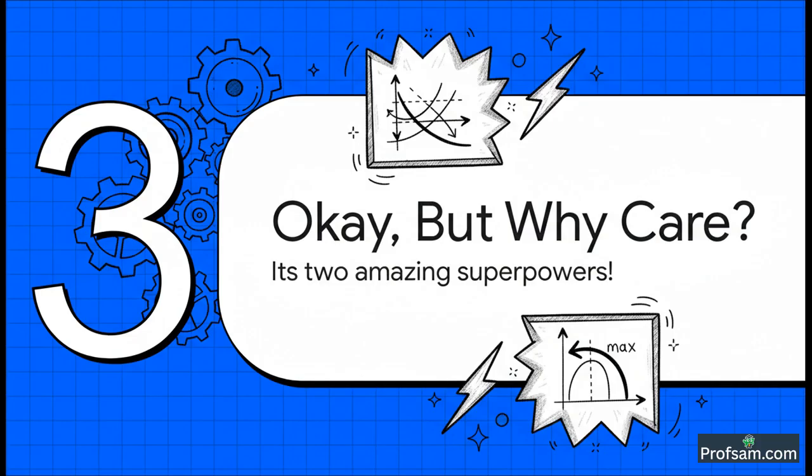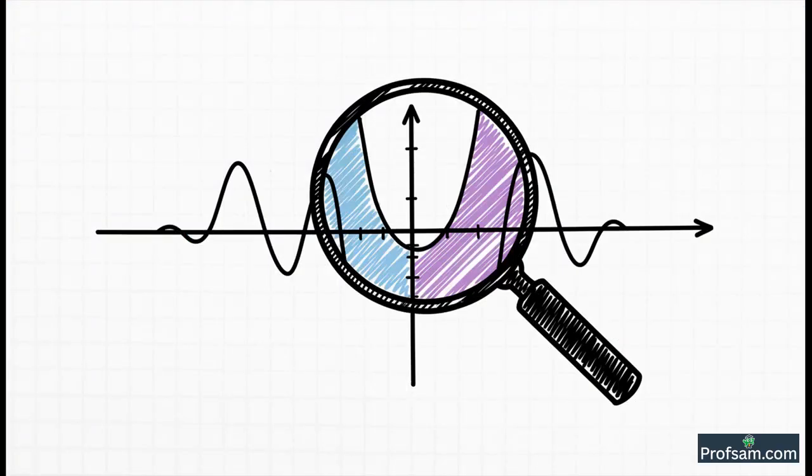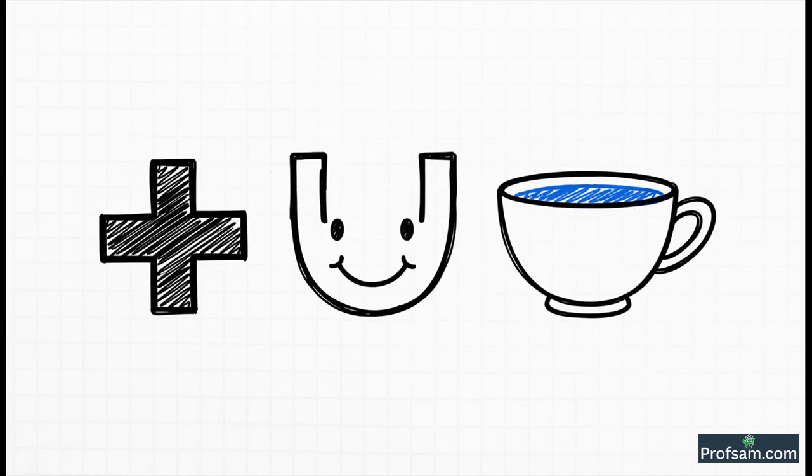Well, this is where it gets really cool. The second derivative has 2 amazing superpowers that let you see the secret behavior of functions. So superpower number 1 is that it tells you the actual shape of the graph. It tells you if the curve is bending upwards or if it's bending downwards. And in math, we have a name for this. We call it concavity.